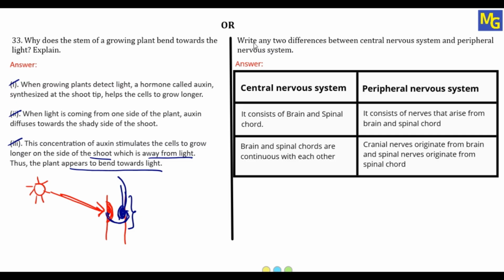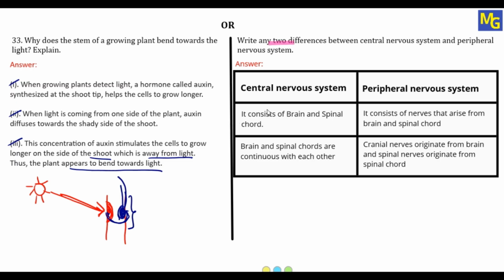Now the OR section question is: write any two differences between the central nervous system and the peripheral nervous system. The nervous system consists of two types: one is central and one is peripheral. Central means the main nervous system. Peripheral means the nervous system which is present in the peripheral area, or beside the brain. So we have to write the differences here. They have asked for at least two differences.